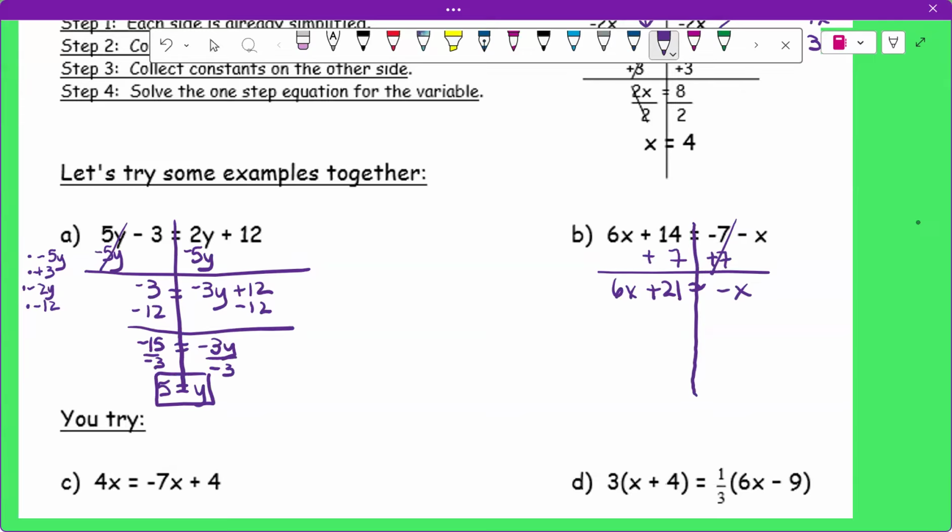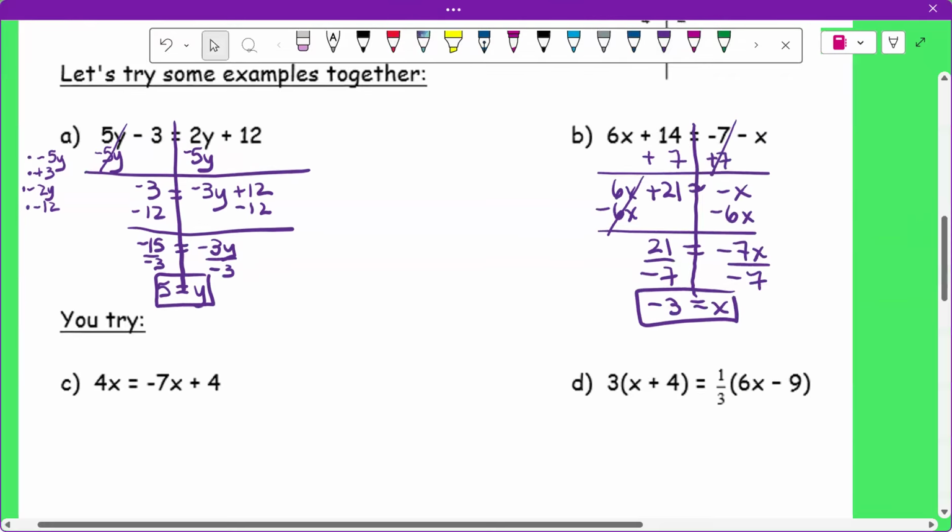Well, I moved the constants to the left of that equal sign, so I know I have to move the variable terms to the right. Additive inverses cancel out. Add and keep the sign. Divide. And we have our solution of negative 3 equals x.